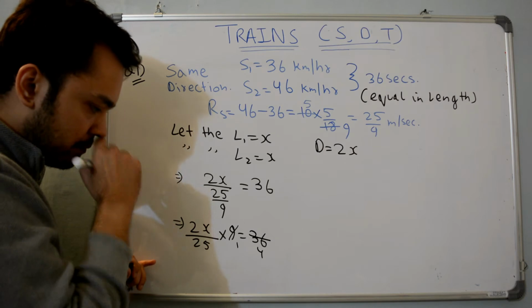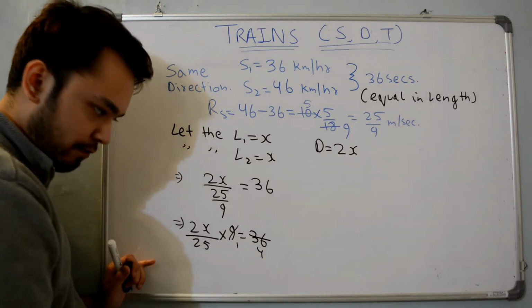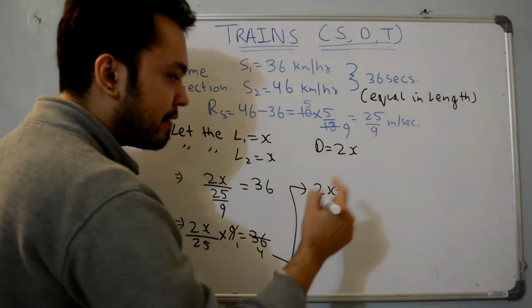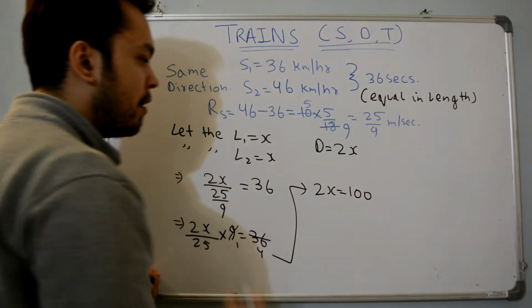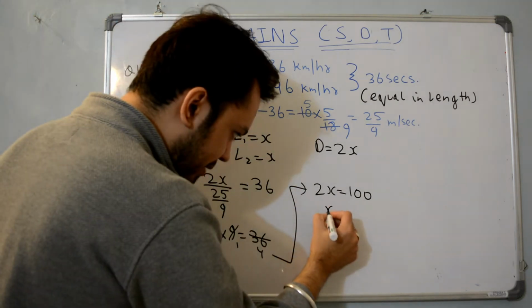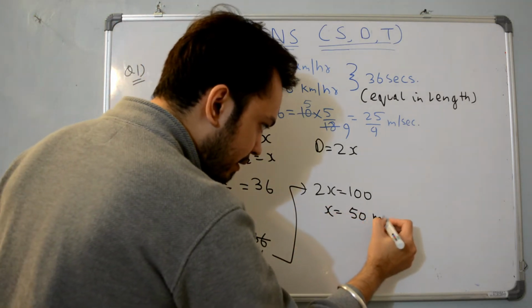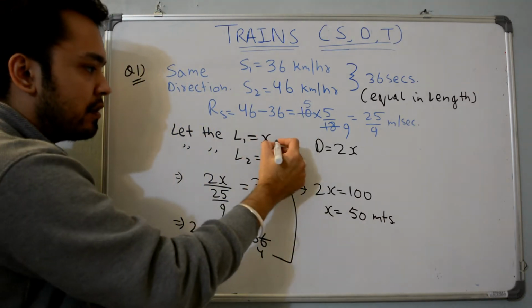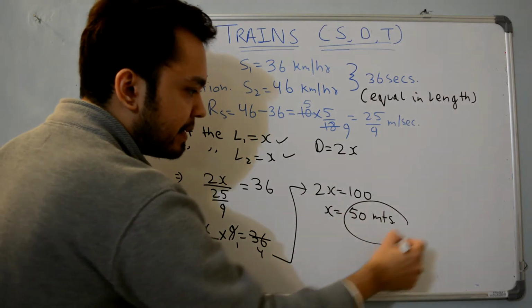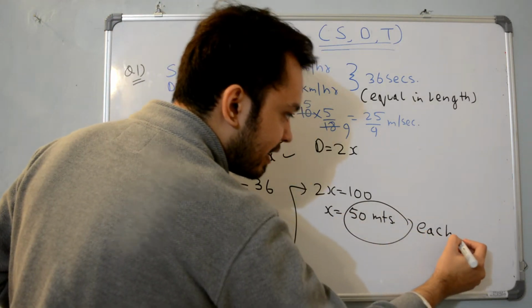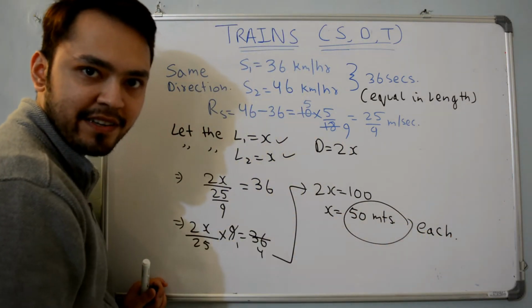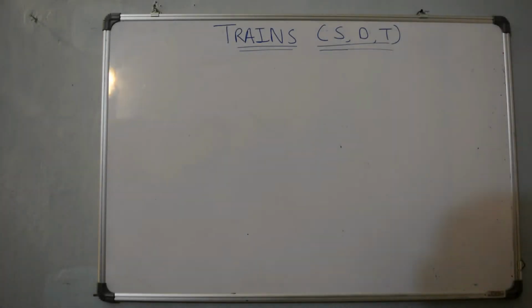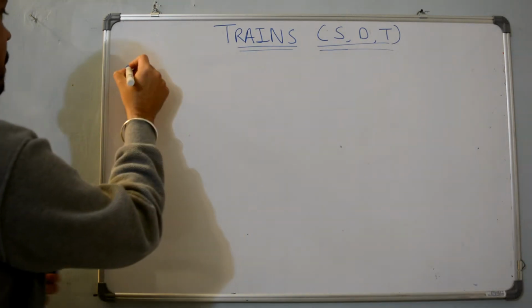Clear? Now we'll cross multiply, 25 into 4. So we will have 2x is equal to 25 into 4, 100. Or x will come out to be 50 meters. And we have found out the length of both our trains as 50 meters each. Right? Such a simple question. I hope you all got it. Moving on. So moving on with the third question.